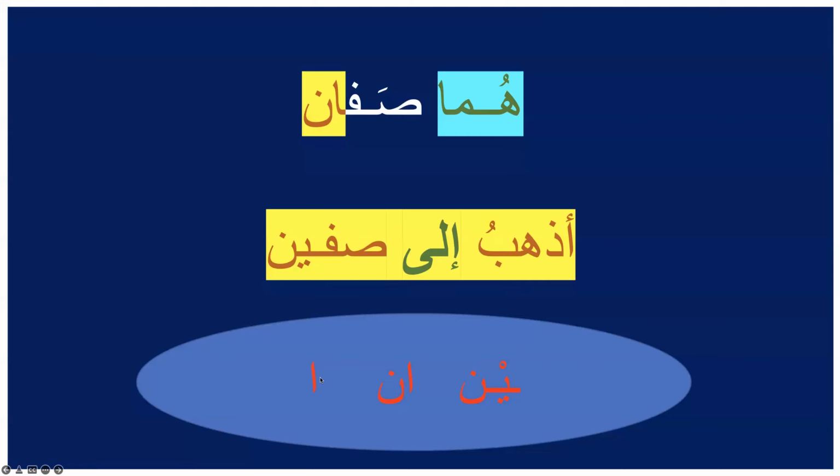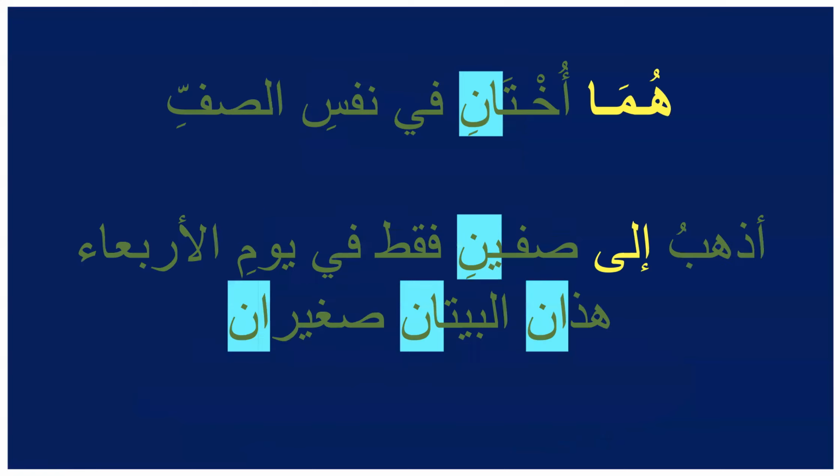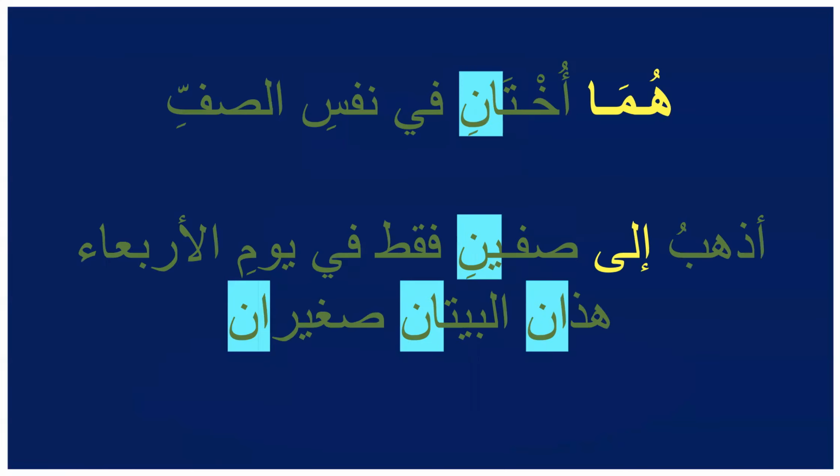The following sentences contain examples of different dual suffixes. So look at the sentences. Huma as a pronoun. Ukhtani. Ukhtani, because of huma as a pronoun, subject, it requires ani, the alif and noon. This part which is highlighted, alif and noon. Now that indicates that it is dual and that it agrees with the pronoun.